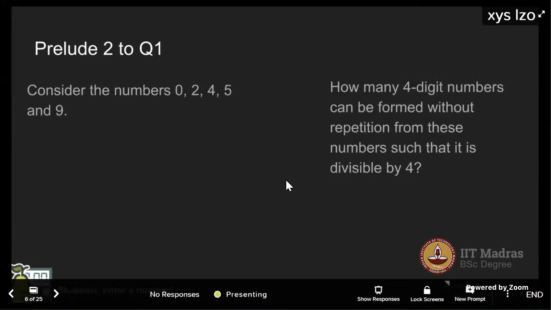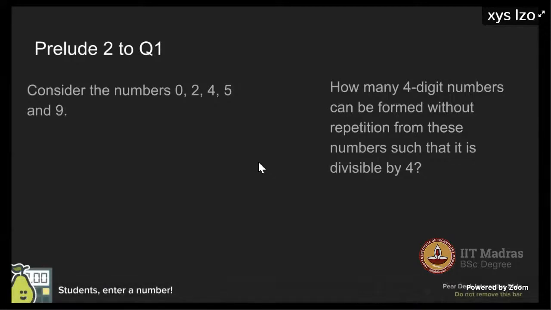Okay, this one is similar to your graded assignment one. You have to find how many 4-digit numbers, again without repetition, are divisible by 4. Just take your time to calculate.